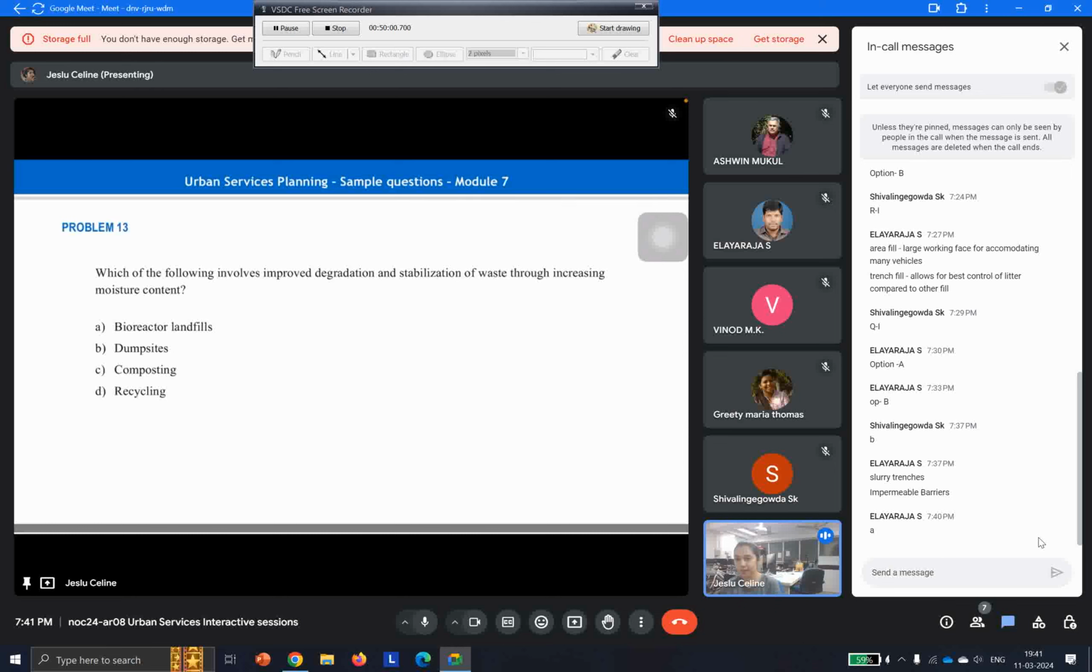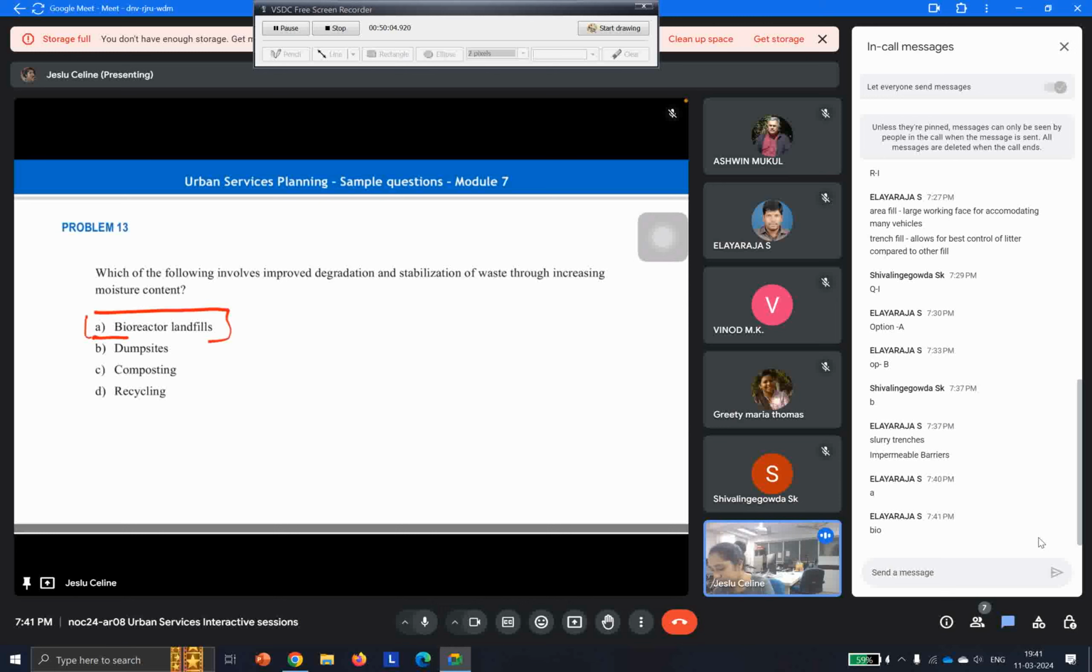So the answer is A, bioreactor landfills. A bioreactor is different from the sanitary landfills we usually look at. The process requires more moisture to be added. By adding more moisture content, we are able to stabilize the waste more. The chemical processes involved in bioreactor landfills require more water. So the answer to this one is bioreactor landfills.